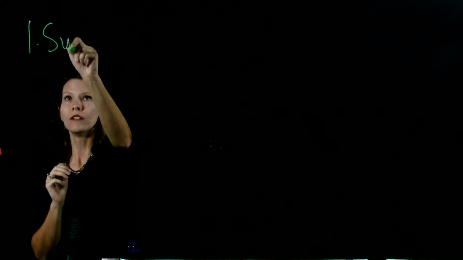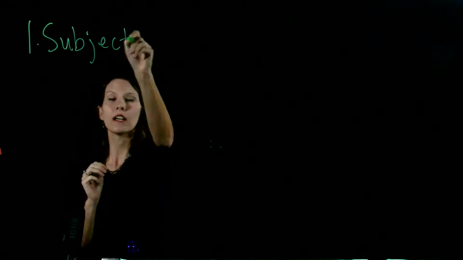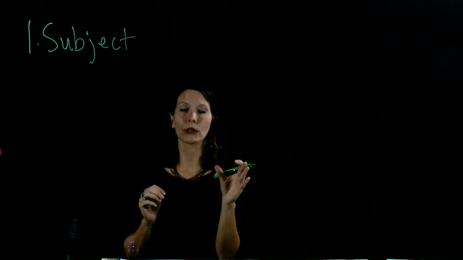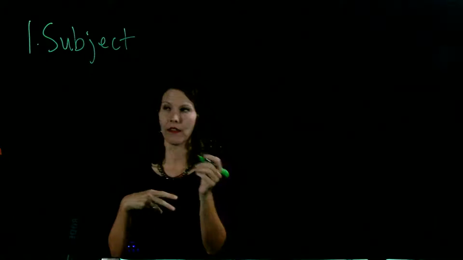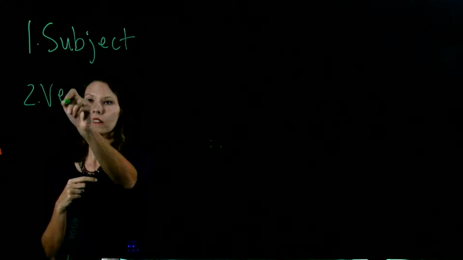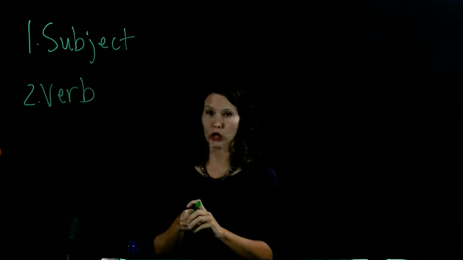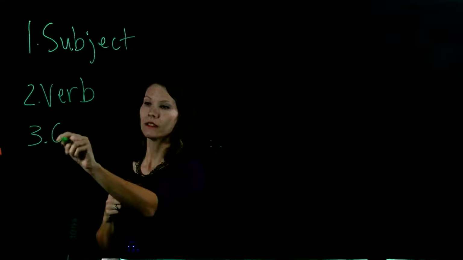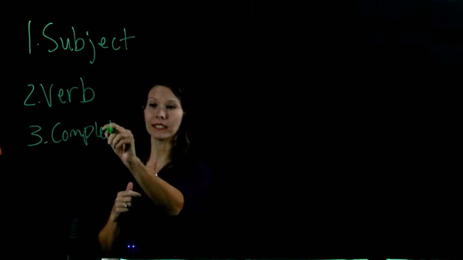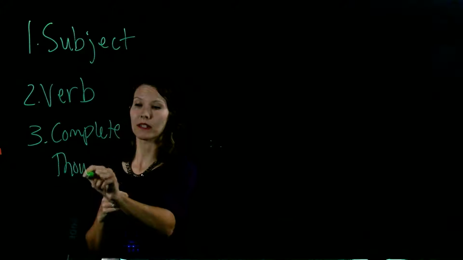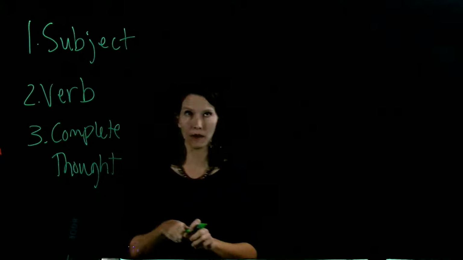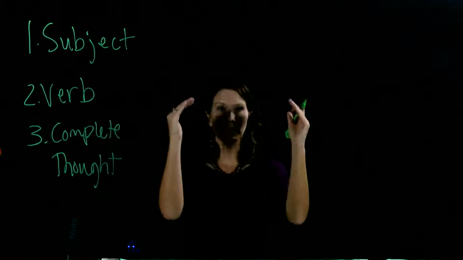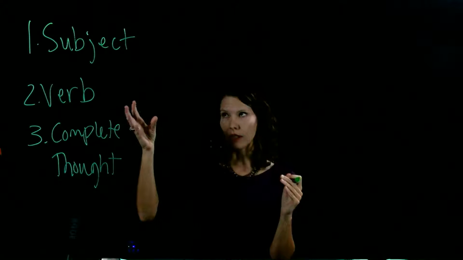First, it must contain a subject, and in a moment I'm going to explain what a subject is and what I mean by that. Second, the group of words has to have a verb. And finally, in order to be a complete sentence, the group of words must express a complete thought. So let me give you some examples so I can demonstrate what I mean by this.